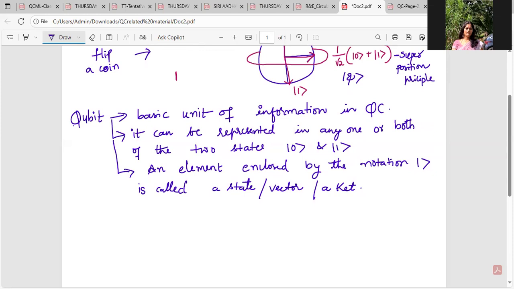So we call it a ket, usually ket, of course, sometimes a state also. Now, coming to the superposition principle. Superposition principle is being in both the states, ket 0 and ket 1. For a superposition state, I'll use this ket-xi.